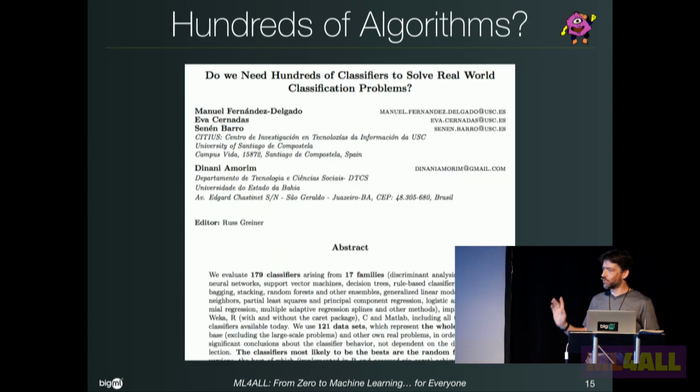If you haven't read this paper, it's a great paper. Do we really need hundreds of classifiers to solve real-world classification problems? Has anybody read this? So one, okay. I wouldn't run out and read it or anything, but it's a good read. So they take 179 classifiers from 17 different families, and they run it across the entire UCI repository and a bunch of other data sets, and they discover that really the random decision forest is always in the top 3, so you don't really need all 179 or whatever it is.